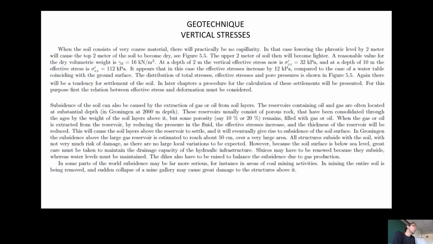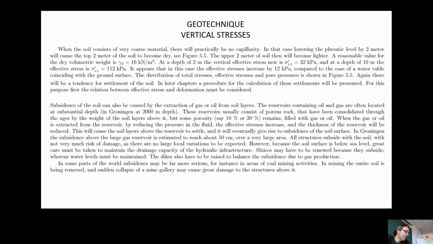The subsidence of the soil can also be caused by an extraction of gas or oil from soil layers. For example, the reservoirs containing oil generally are at a very substantial depth, and since the rocks are porous, the porosity is in general around 10–20%, it can remain filled with gas or oil. And so for this reason, we can have several cases, for example this one in Groningen, a zone where the subsidence above the large gas reservoir was estimated to reach around 50 centimeters over a very large area.